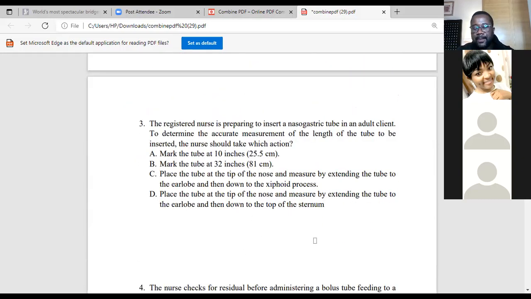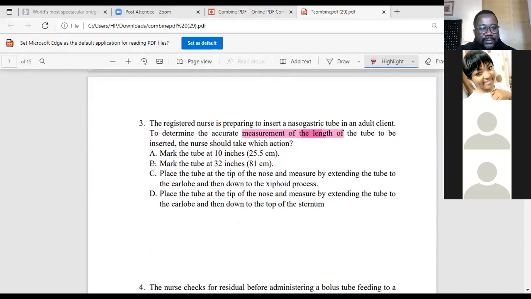Question number 3. The registered nurse is preparing to insert a nasogastric tube in an adult client. To determine the accurate measurement of the length of the tube to be inserted, the nurse should take which action? Here we are talking about measurement, the length. And what did I say about measurement? There's an acronym that we use called NEX, N-E-X: nose, earlobe, xiphoid process, right?